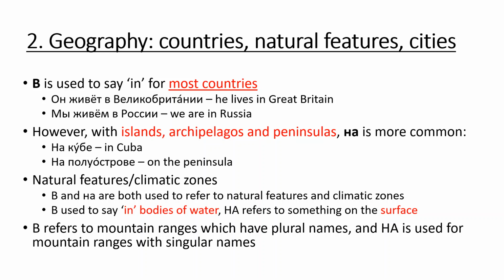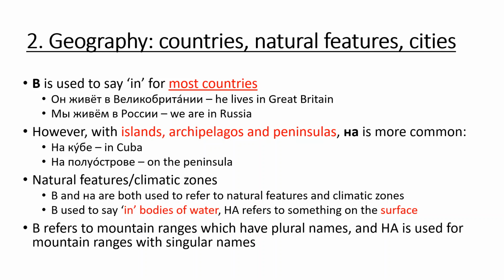For instance, он живет в Великобритании. He lives in Great Britain. And мы живем в России. We live in Russia. However, the main exception to this is islands, archipelagos, and peninsulas, where na is almost always used.